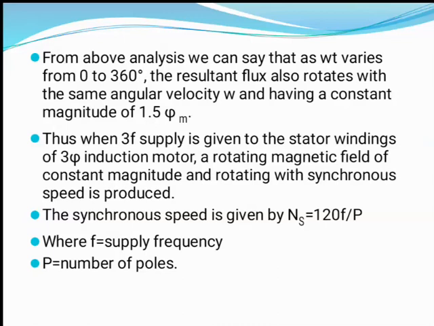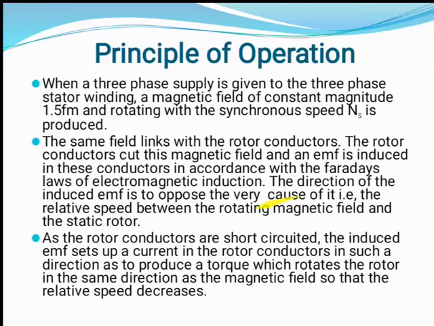So whenever three-phase supply is given to the stator windings of a three-phase induction motor, a rotating magnetic field of constant magnitude and rotating with synchronous speed will be produced. I repeat the sentence. When three-phase supply is given to the stator windings of a three-phase induction motor, a rotating magnetic field of constant magnitude, rotating with the synchronous speed, will be produced. That synchronous speed is defined as Ns = 120f/P, where f is the supply frequency and P is the number of poles in the stator winding.